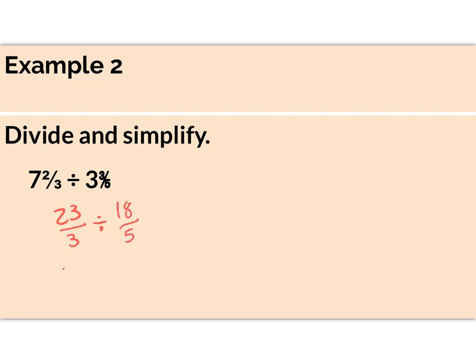And now you have to change the divide to multiply. You have to flip the second fraction. And now we can't see where we can cross cancel. 23 is prime, 5 and 3 are prime. So there's nothing to cancel. So let's just multiply. When we multiply fractions, tops multiply tops. 23 times 5 is 115. 3 times 18 is 54.